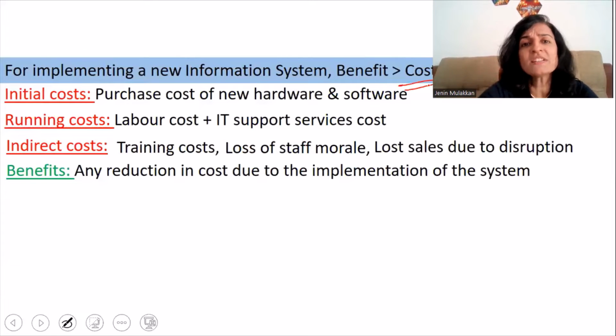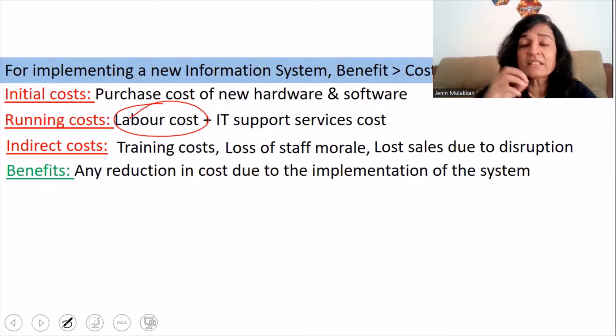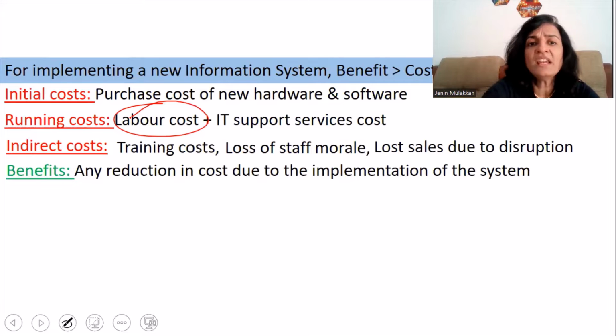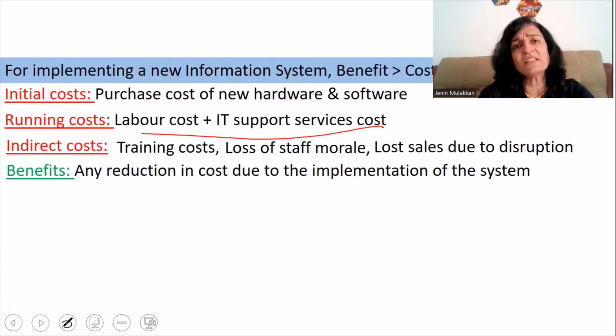Now coming to the cost side of any new information system, definitely there is the initial cost, that is we need to purchase the hardware and the software, that is the one-time cost. And then there is a running cost, which includes the labor cost. What do you mean by labor cost? We need people to key in this information, to process the information, and to get the output. So definitely labor cost is involved there. And we need the IT support staff also. So all of this and any other expenses for running the information system is grouped under the head running cost.